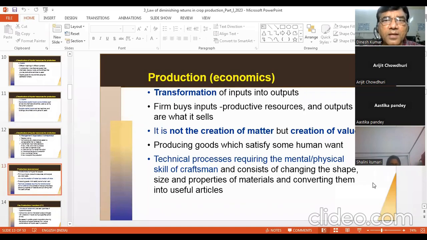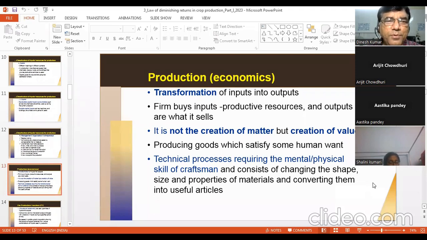So now we go to the production. In my first class, we discussed production. What is production? What is a crop? What are different principles of crop production? So for us now, it is easy to understand what is production. So simply, transformation or conversion of inputs into output. A farm buys inputs, productive resources. These are the productive resources; inputs and outputs are what it sells.